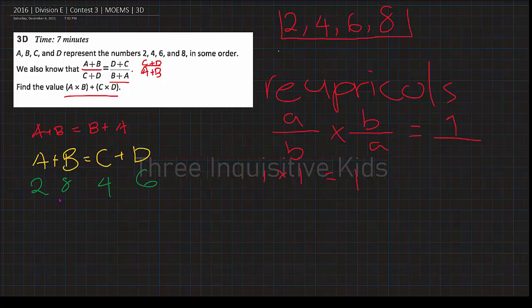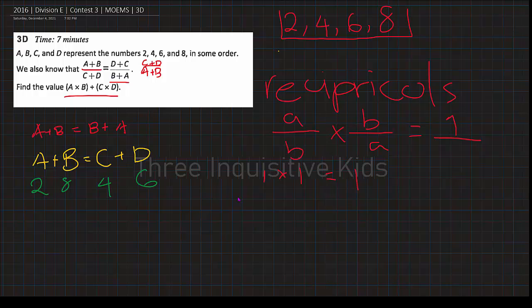So 2 plus 8 is 10, which equals 4 plus 6, which is 10, and that's true, right? So now we know that A equals 2, B equals 8, C equals 4, and D equals 6. And there might be some other order, but that doesn't matter in this problem because we don't need to know the order.